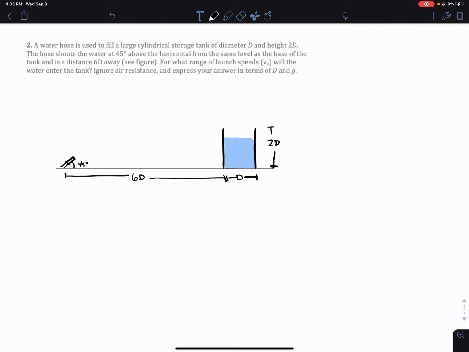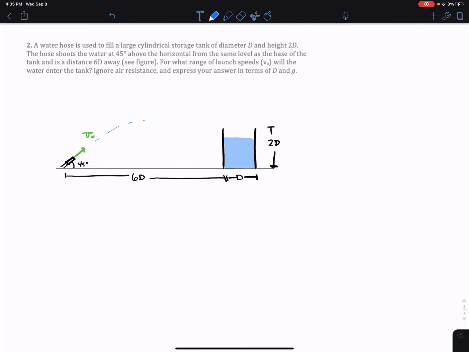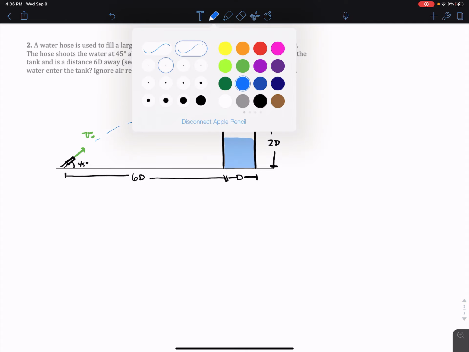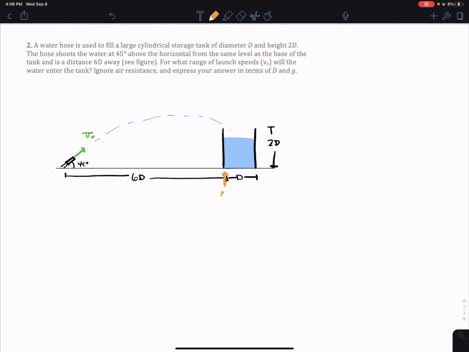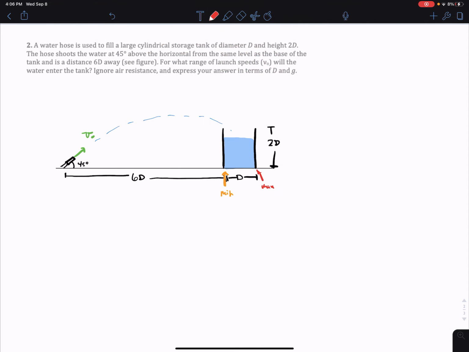Okay. We know that our water starts with a velocity, which we'll call the initial velocity. And we know that there's water that sort of goes into an arc like this. But what the question's asking is that it wants the range of speeds where water will enter the tank. So that's the minimum distance and then the maximum distance. So as far as our minimum distance goes, this would be our minimum distance. And then our maximum distance, move it over. Minimum, maximum, okay?